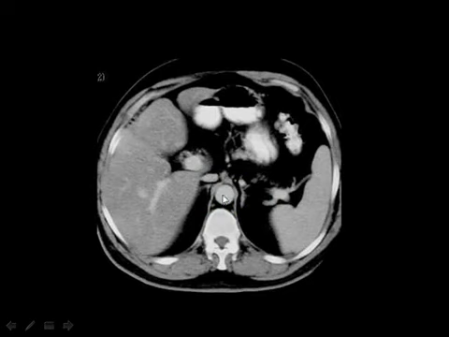This is the left suprarenal gland, and this is the right suprarenal gland. This is the aorta, IVC, liver, and the spleen. And if you compare the density of the liver with the density of the spleen, you know that this liver is fatty.